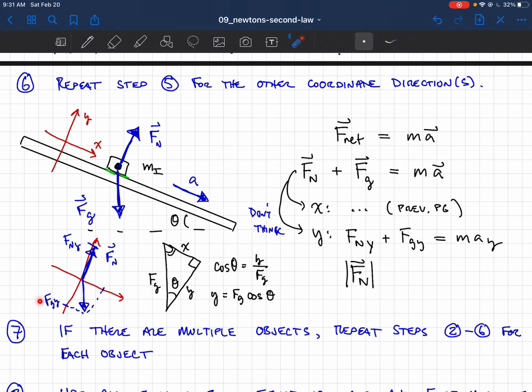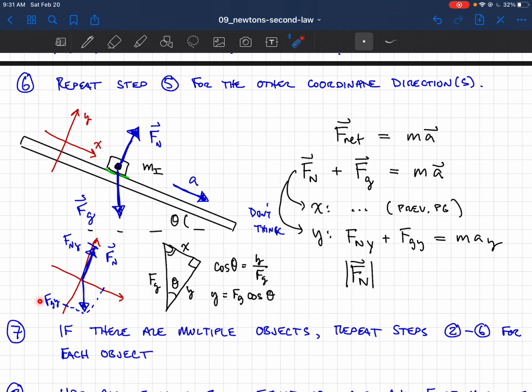So what is that? Well, let's plug that in. So we have 9.8 times sine of 30 degrees, and we get 4.9. And that's our second answer.